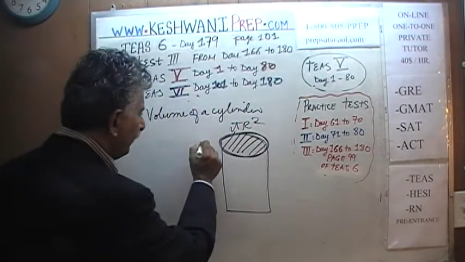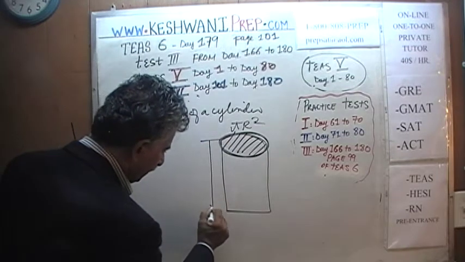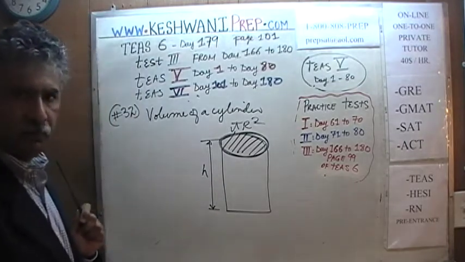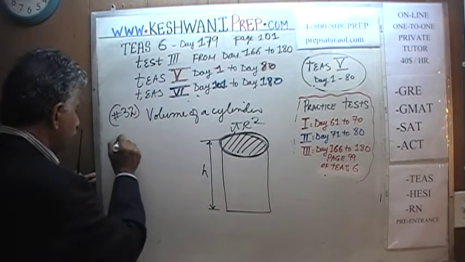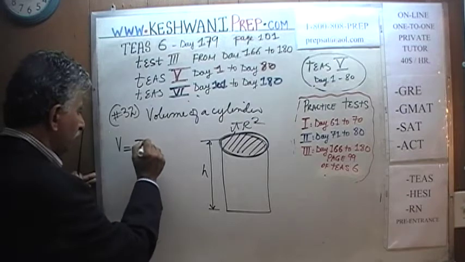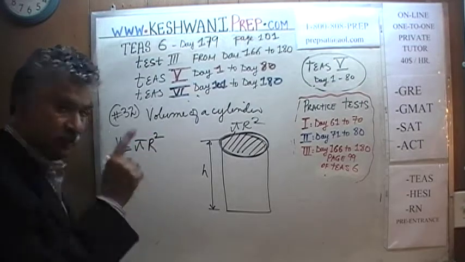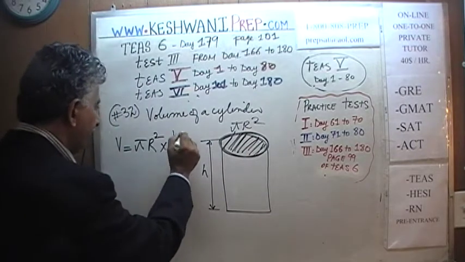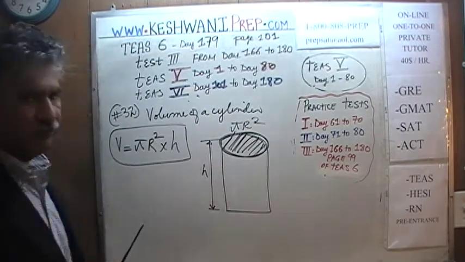And it also depends on how deep it is. How deep is the cylinder, which is the height of the cylinder. And therefore, the volume is simply equal to the area of the circular opening on the top, times the height. That's all.